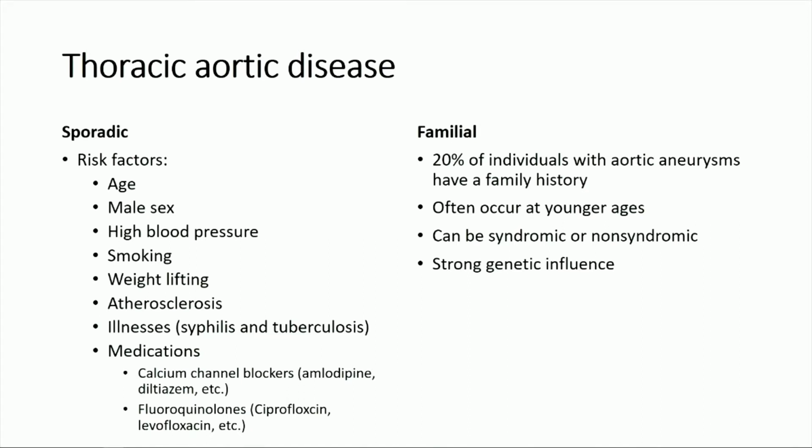We know about 20% of individuals with aortic aneurysms have a family history. In these families, we see aneurysms and dissections occurring at younger ages. There can be both syndromic and non-syndromic presentations, meaning that there can be external skeletal or cutaneous clues to the diagnosis. And in these cases, there tends to be a stronger genetic influence.